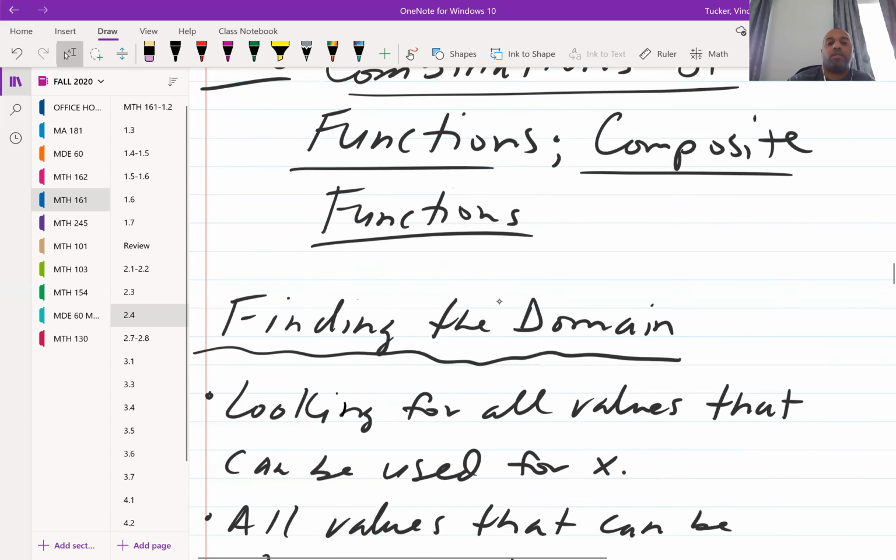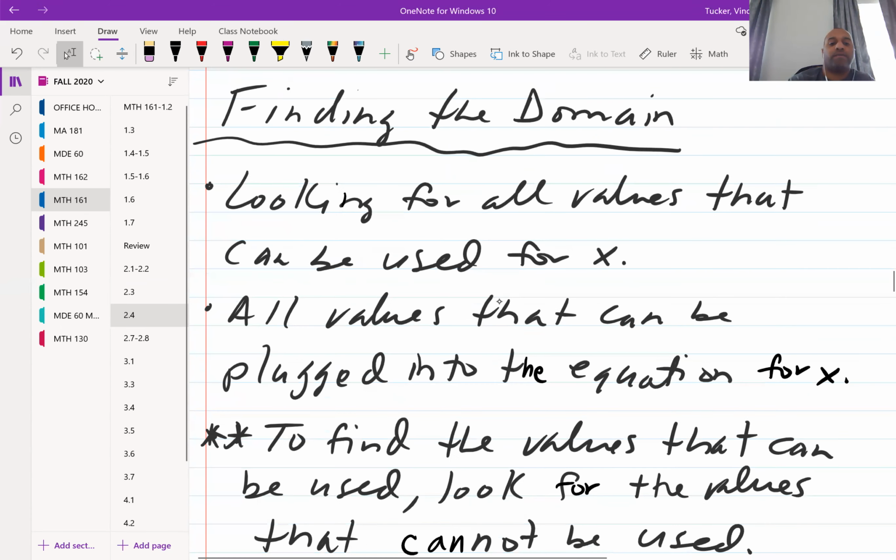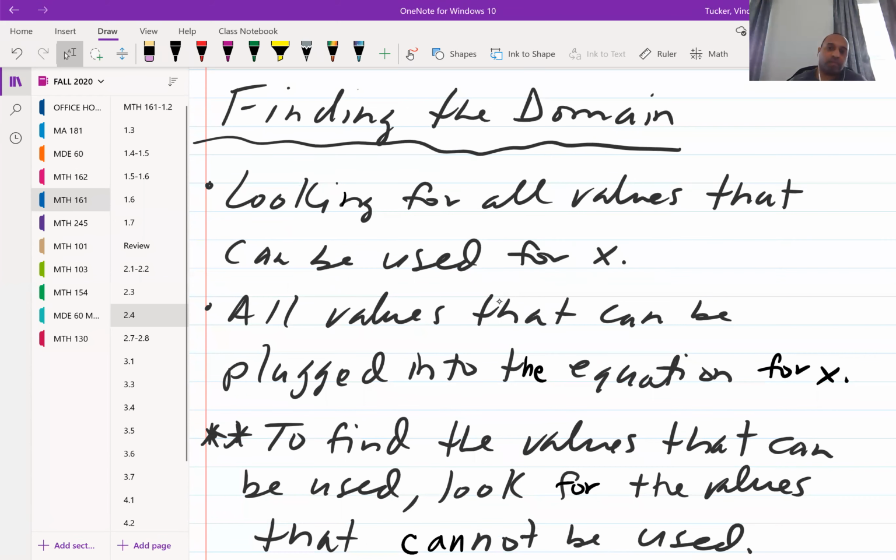All right. So first exercise they will probably ask you in this section is to find the domain. So you're looking for all the values that can be used for x, or in other words, all the values that can be plugged into the equation for x. So to find the values that can be used, you look for the values that cannot be used. All right, so we'll talk about what that means in a second.